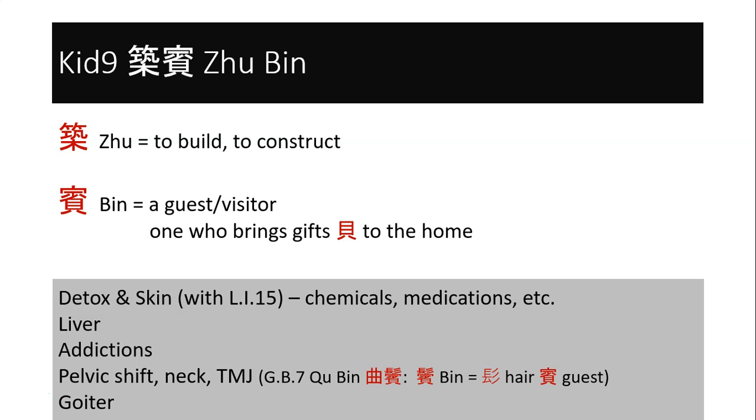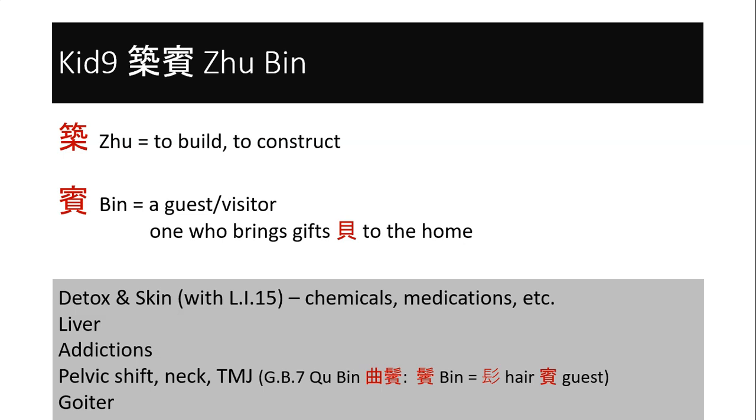Kidney 9 is another kidney point that I use a lot. The name is Jubin, which we can translate as a guest house. So it's a point that either pushes unwanted guests away from my own house or allows me to occupy fully my house. It is a point that clears the liver, although there are other points that do liver clearing. But when you're not sure how to work with the liver, kidney 9 will often clear the liver. And the keyword here is detox.